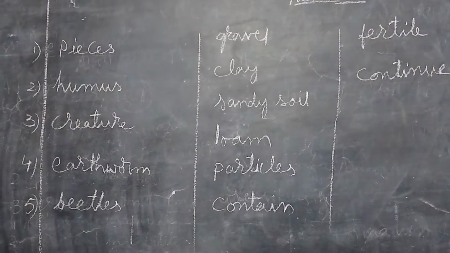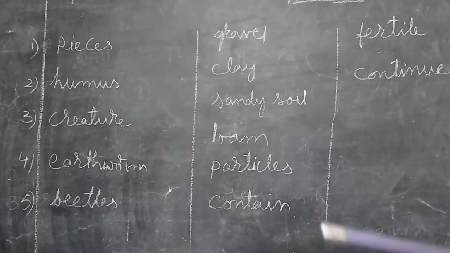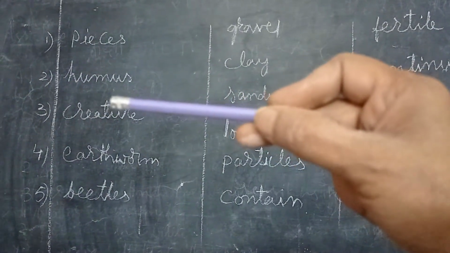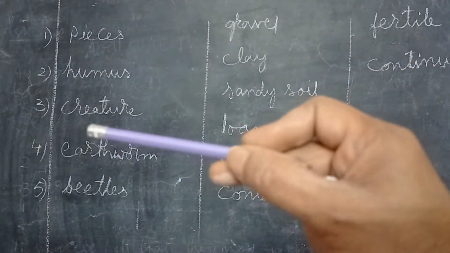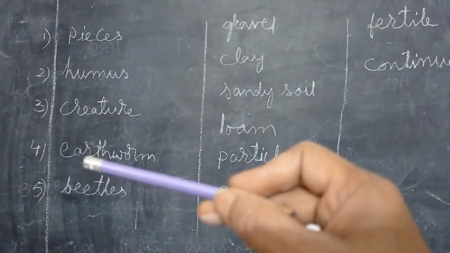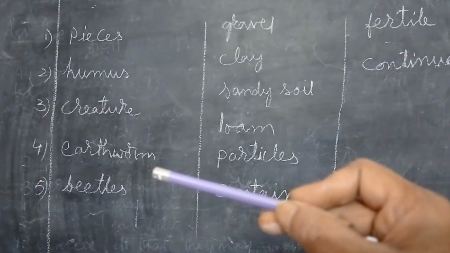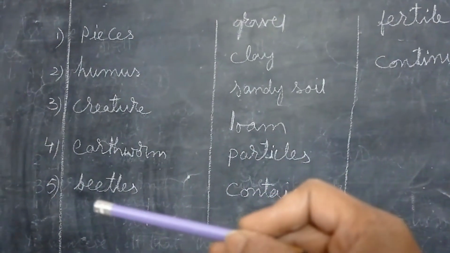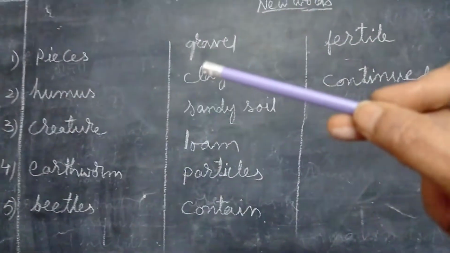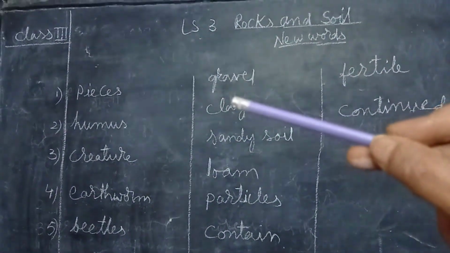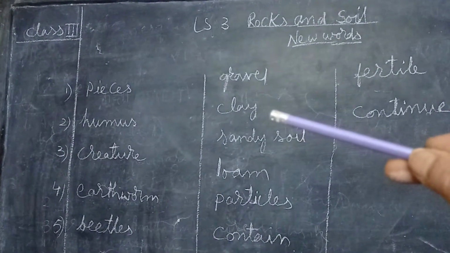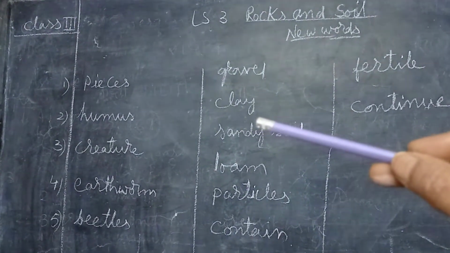First one is P-I-E-C-E-S, pieces. H-U-M-U-S, humus. C-R-E-A-T-U-R-E, creature. E-A-R-T-H-W-O-R-M, earthworm. B-E-E-T-L-E-S, beetles. Then G-R-A-V-E-L, gravel. C-L-A-Y, clay.